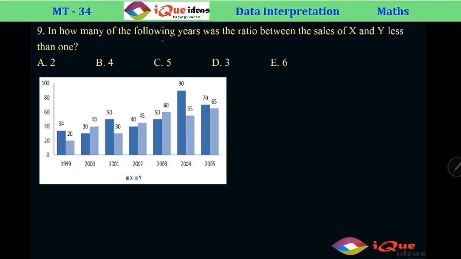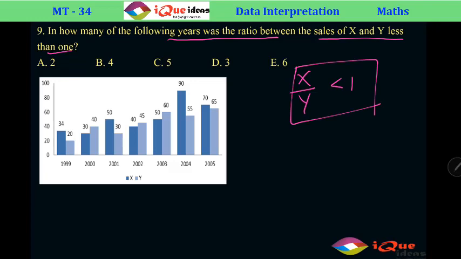Now this question says, in how many of the following years was the ratio between sales of X and Y less than 1? Right, we want X upon Y less than 1. Now for X by Y to be less than 1, X has to be less than Y. So wherever the bar of X is below Y, that will be the answer.